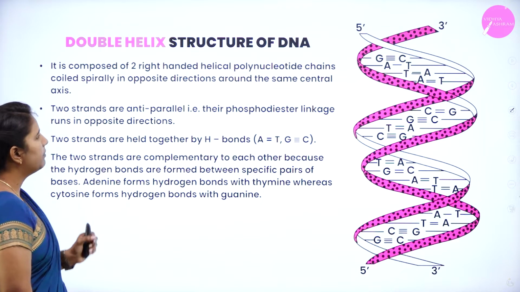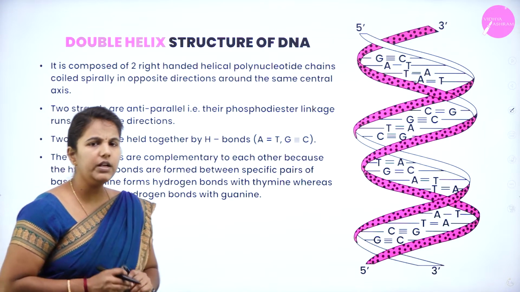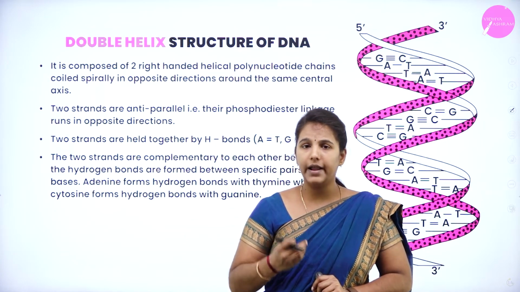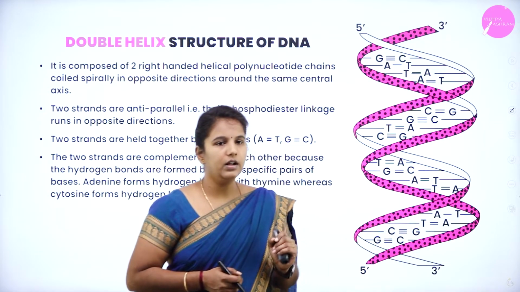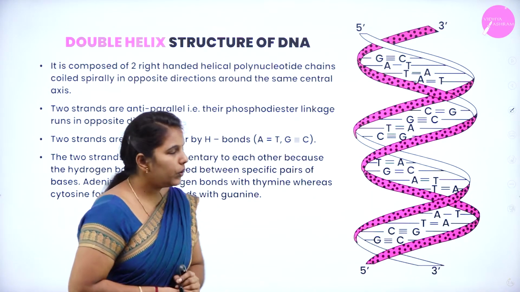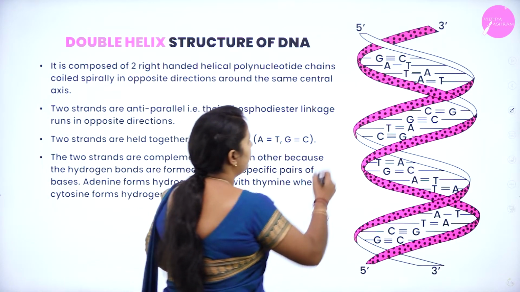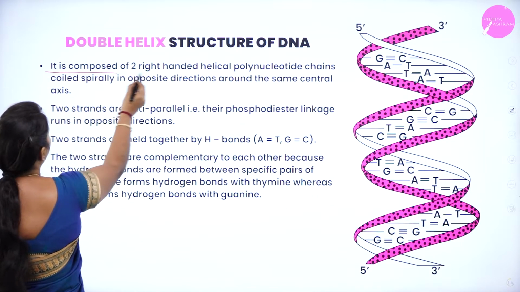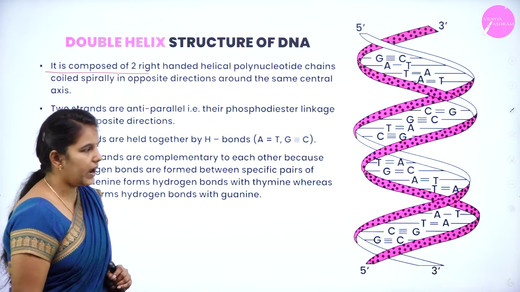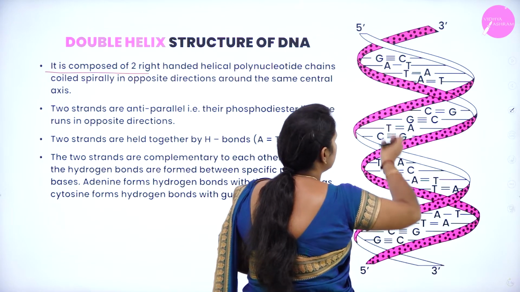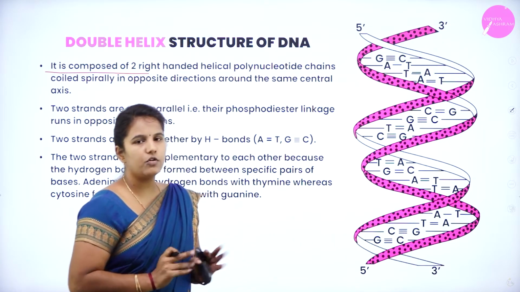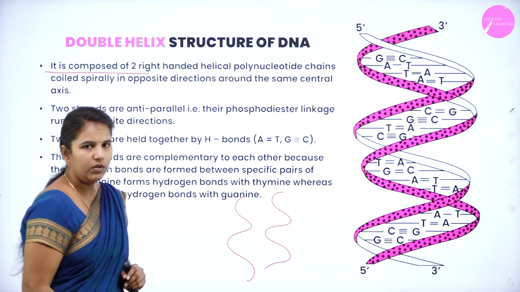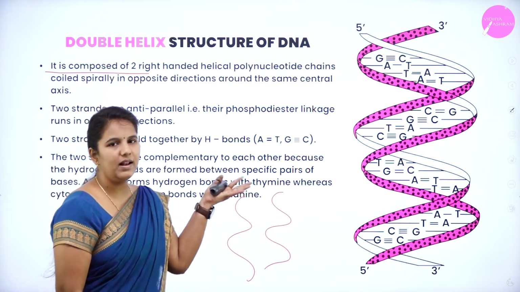Next we'll move on to the double helical structure of DNA. When we talk about the DNA, we must also understand the structure of DNA, which is also known as double helix. You can see here, this is my structure of DNA. Each strand is different, one ends with 3 and the other ends with 5. It is composed of 2 right-handed helical strands. They coil around themselves to form this double helix. So this is one helical form and this is another helical form, and they coil around themselves to form a double helical structure.